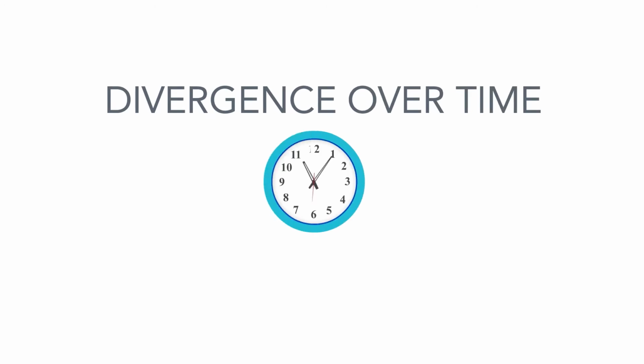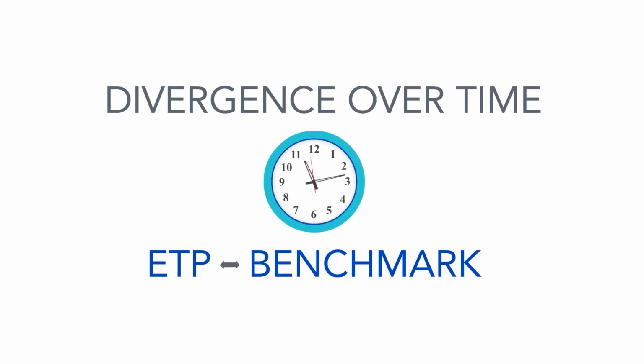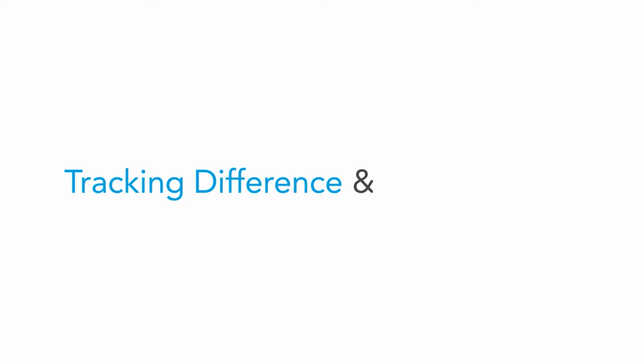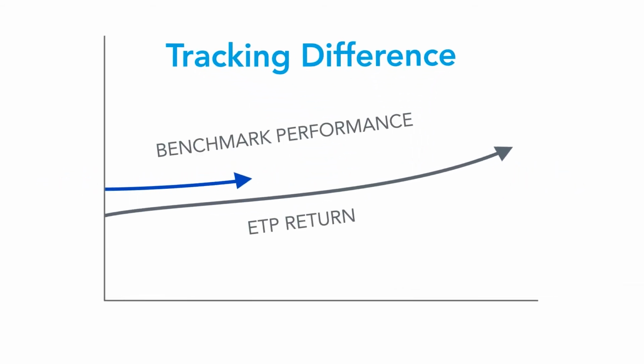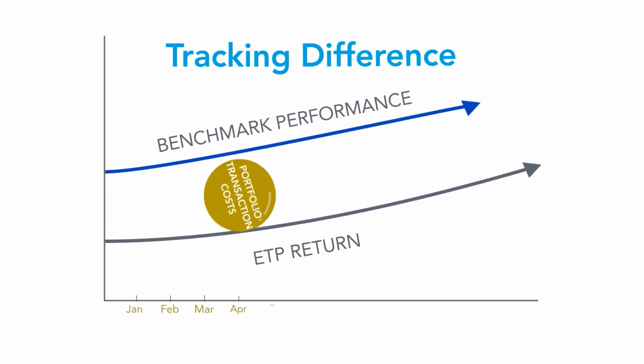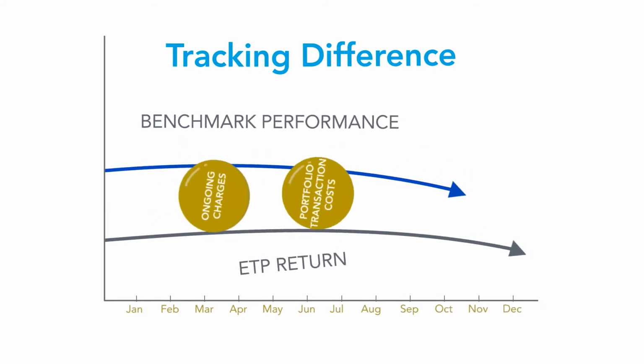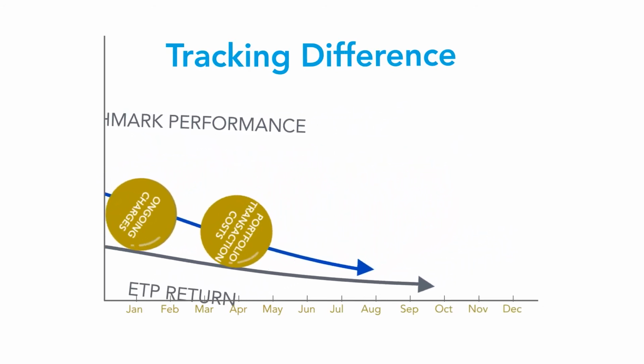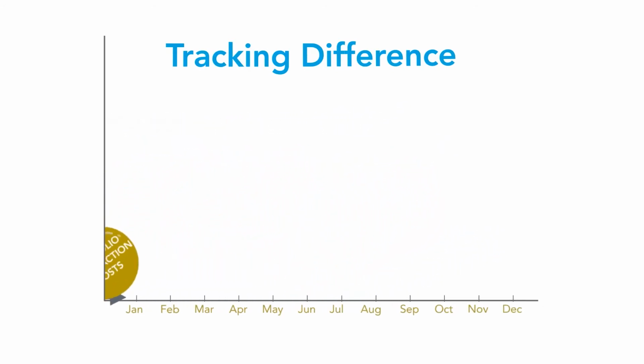Measuring the divergence over time between an ETP's performance and that of its benchmark is a good way of assessing overall holding costs. And the two most common ways to quantify this are tracking difference and tracking error. Tracking difference is the difference between a product's return and that of its benchmark over a specific time period. It can be used to quantify the impact of the ongoing charges and portfolio transaction costs in an ETP.